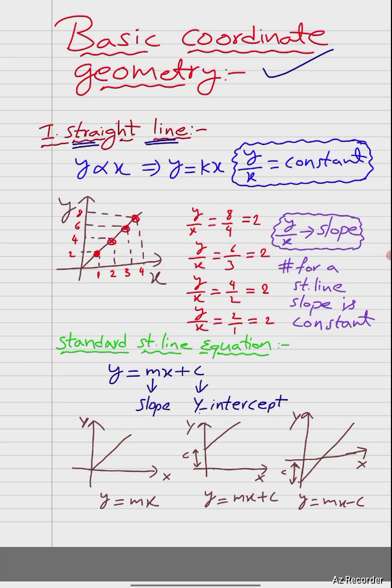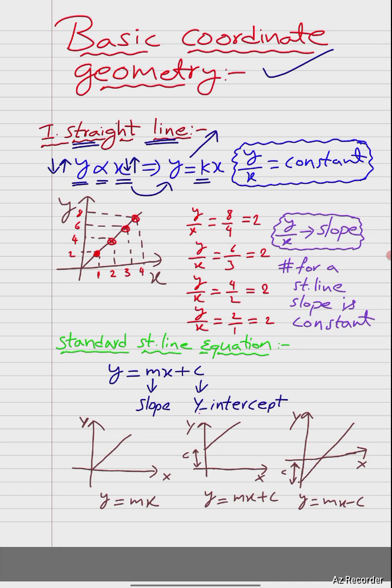Suppose the relation between y and x is linear, that means y is proportional to x. That means if x increases, y increases proportionally. If x decreases, y also decreases proportionally. Now if you want to remove this proportional sign, you have to replace it with a proportionality constant k. Now this becomes y is equal to kx. This is a straight line equation.